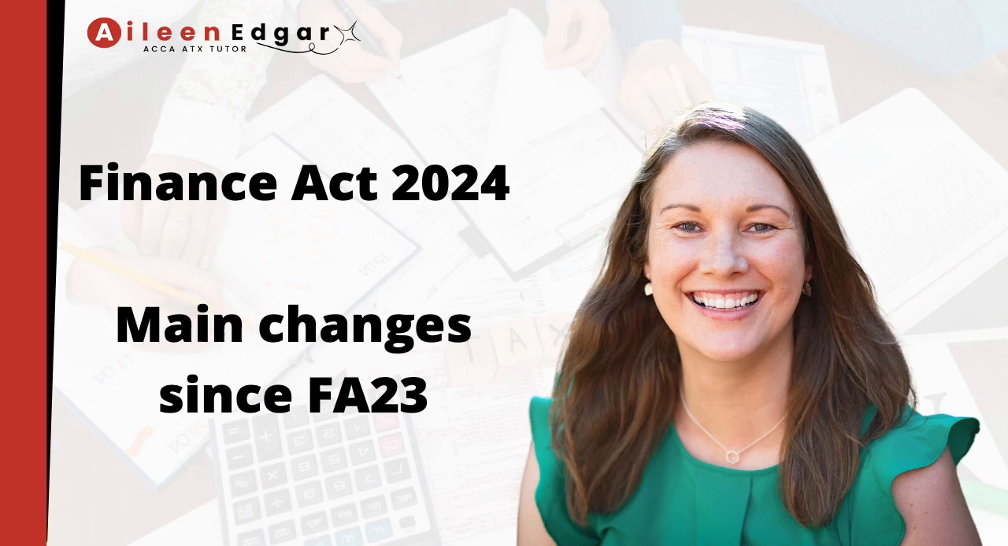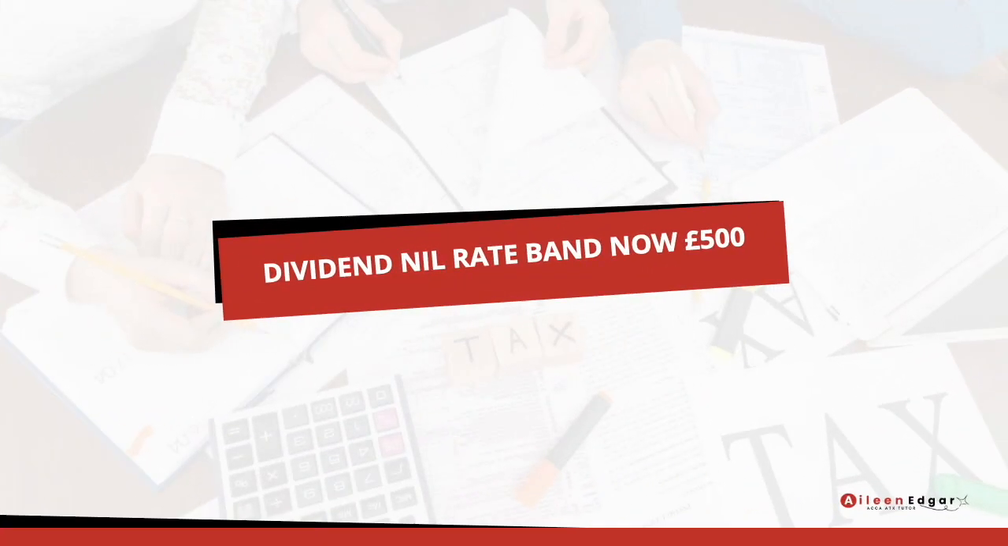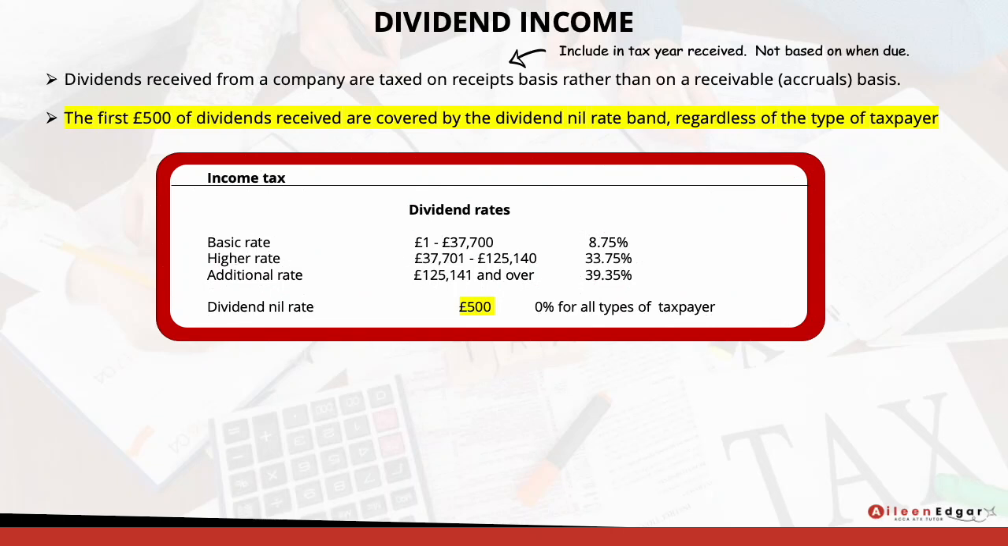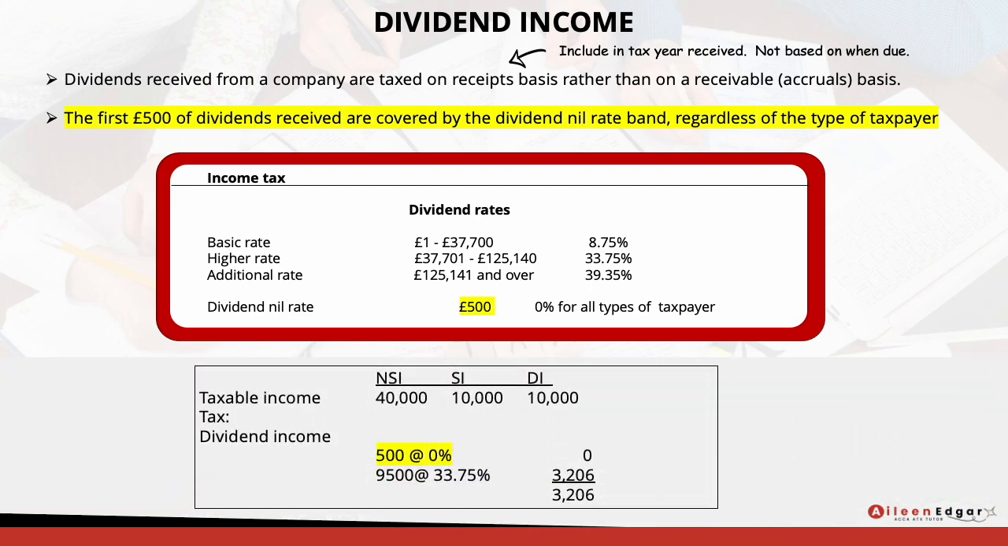The dividend nil rate band for individuals in income tax has dropped from £1,000 to £500, not so great for taxpayers. Remember, this is the amount that they can get tax-free against taxable dividend income and is available to all taxpayers whether they are basic rate, higher rate or additional rate taxpayers.